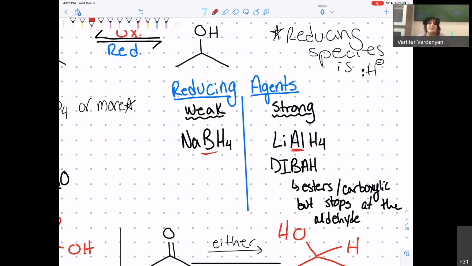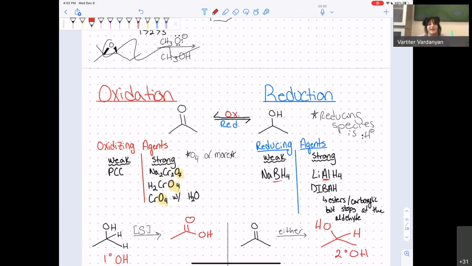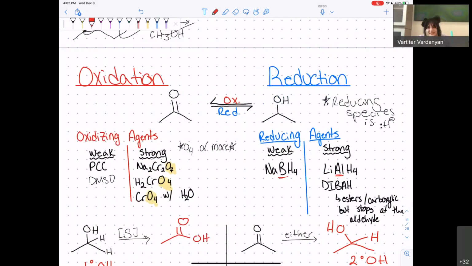DIBAL is a strong, weak reagent, so it really should be in the middle. It only reduces esters and carboxylic acids, but it stops at the aldehyde. It doesn't go all the way to the alcohol. And then, last but certainly not least, the reducing species are always going to be H-. Always, always, always H-.